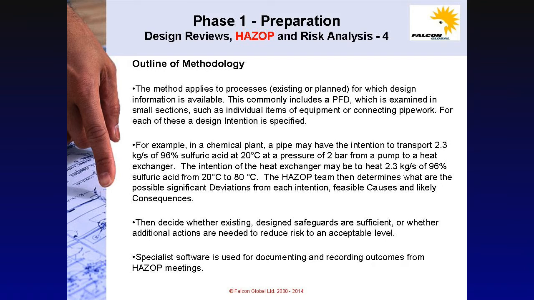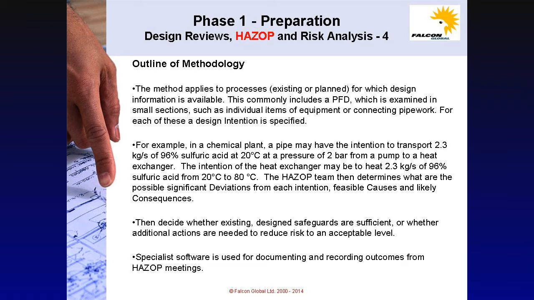Outline of methodology. The method applies to processes, existing or planned, for which design information is available. This commonly includes a process flow diagram which is examined in small sections, such as individual items of equipment or connecting pipework. For each of these, a design intention is specified.